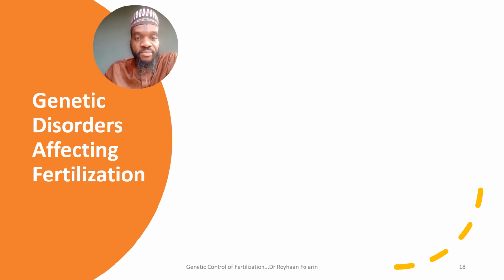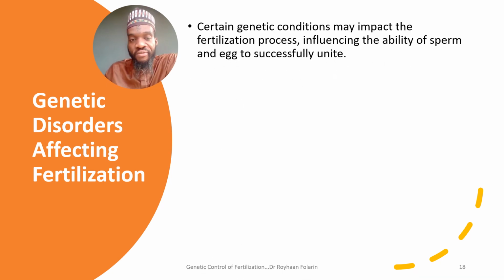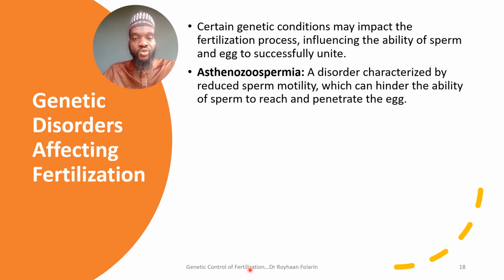So at this point we are quite familiar with a number of these genetic disorders. We discussed some of them already during gametogenesis, so kindly refer back to that lecture. Certain genetic conditions may impact the fertilization process and thereby influence the ability of the sperm and egg to successfully unite, and one of them is asthenozoospermia.